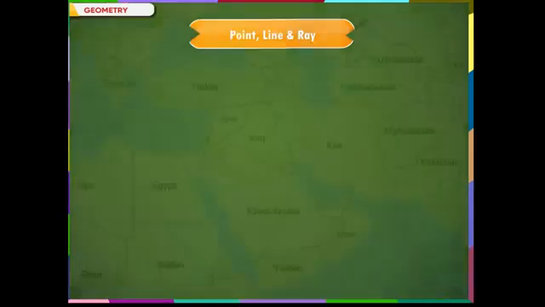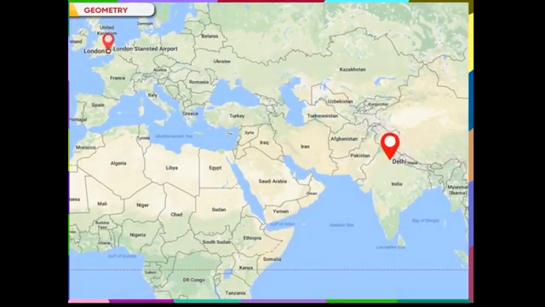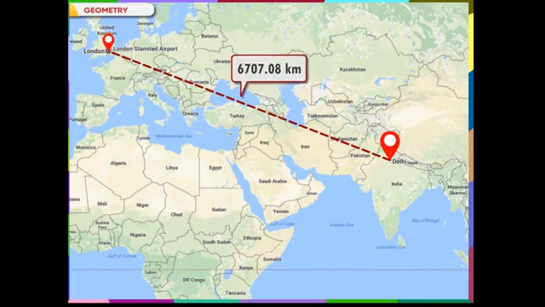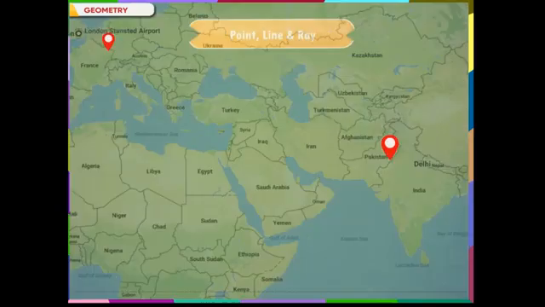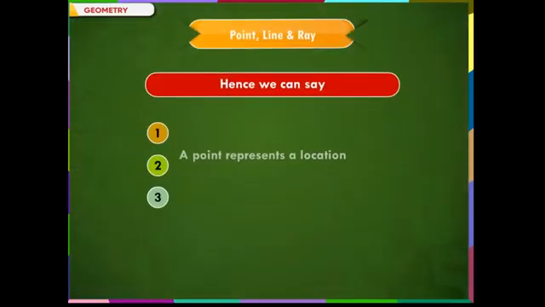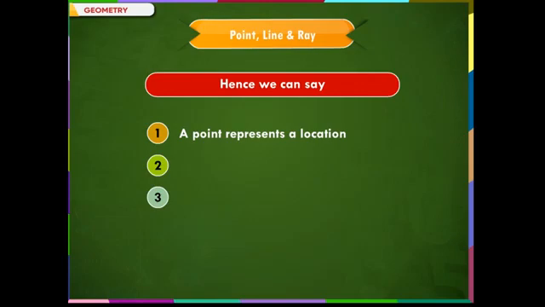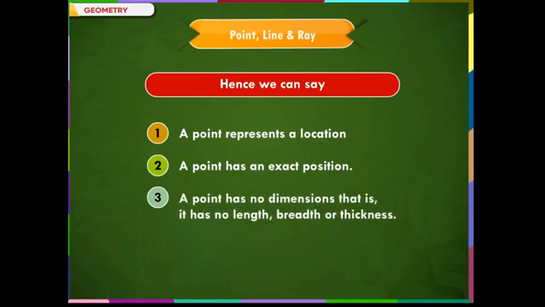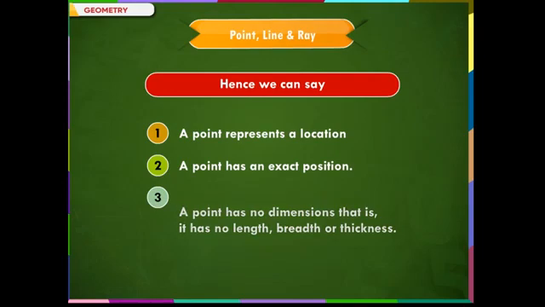When we search for a place in a map, we see a red location marker that points a place in Google Maps as shown here. These points refer to the exact location of the places. Here it is showing London and New Delhi. Hence, we can say that 1. A point represents a location. 2. A point has an exact position. 3. A point has no dimensions, that is, it has no length, breadth or thickness.